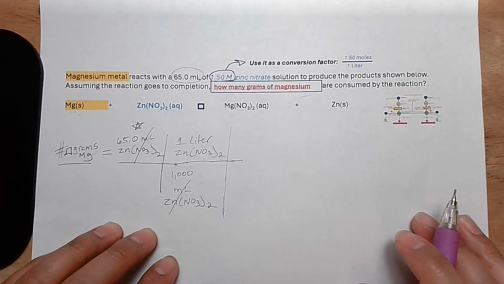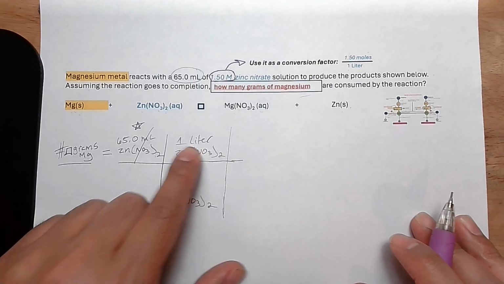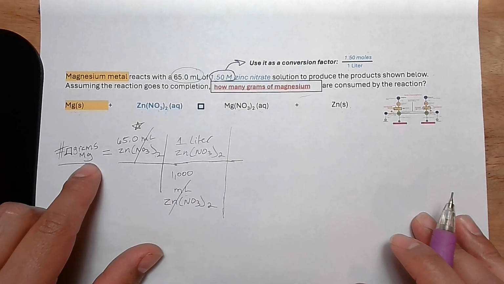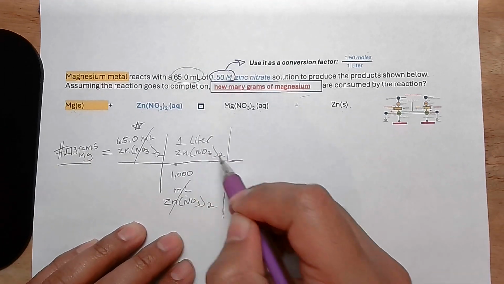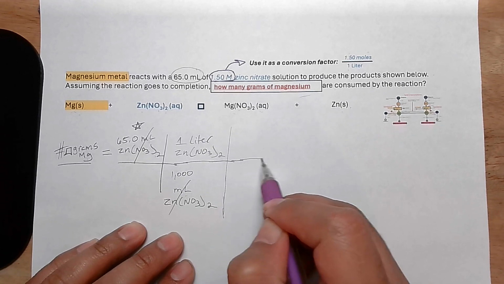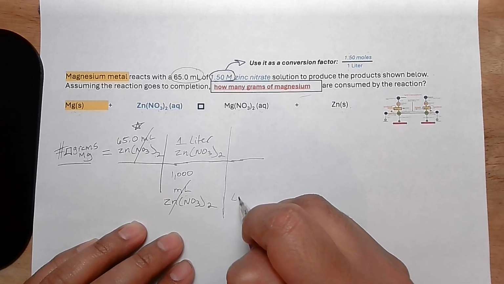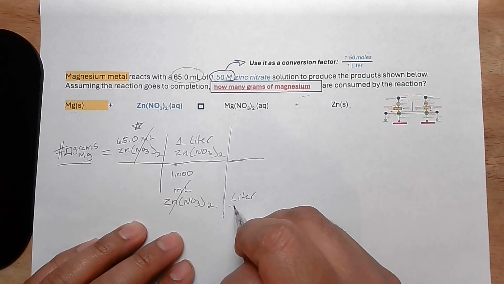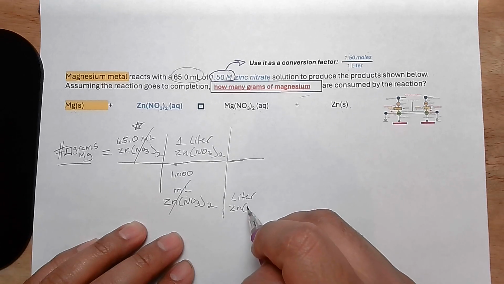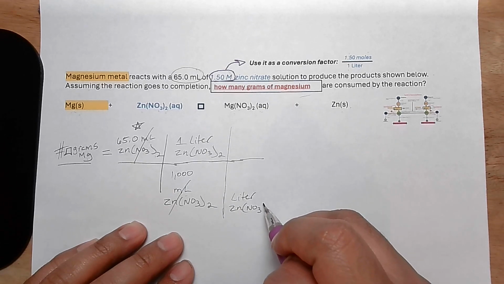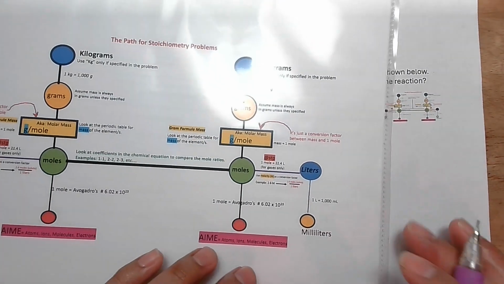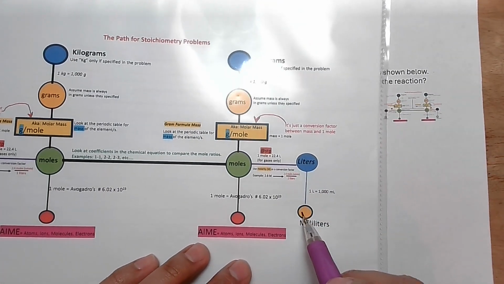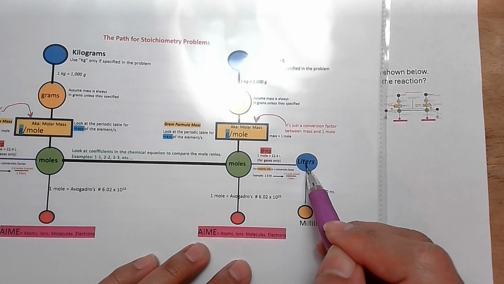And I know I'm going to continue. Why? Because I'm in liters. I want to find the units of grams of magnesium, and I don't have that here. So I'm going to go diagonal, and I'm going to write liters of zinc nitrate. So we're basically right here. We already went from here to here.